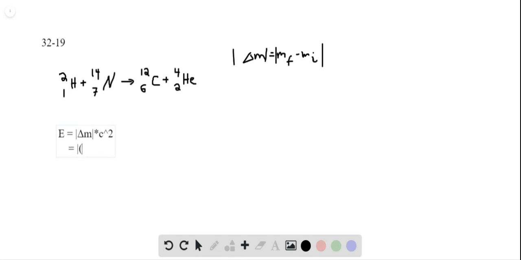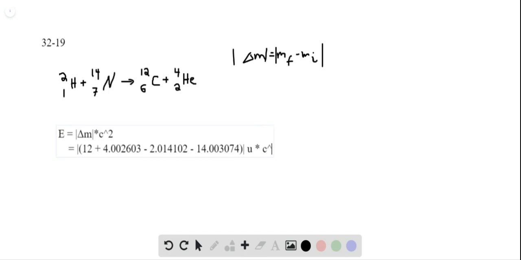Of the final terms, the mass of carbon-12 is exactly 12. And add in the mass of helium, which is given to be 4.002603. We subtract off the terms on the left-hand side: the mass of deuterium, 2.014102, and again we subtract off our nitrogen term, 14.003074. Note that all of these values are in units of atomic mass unit, or u.